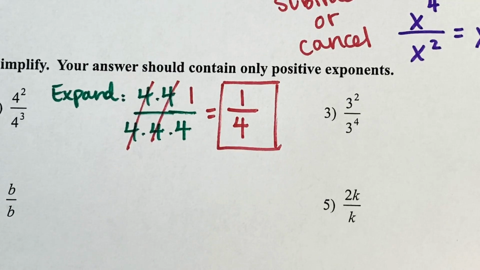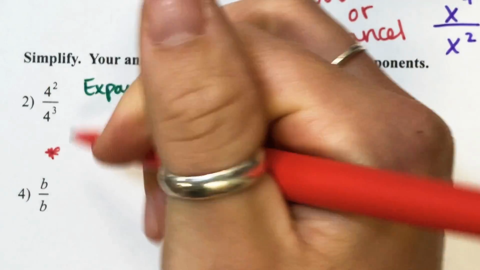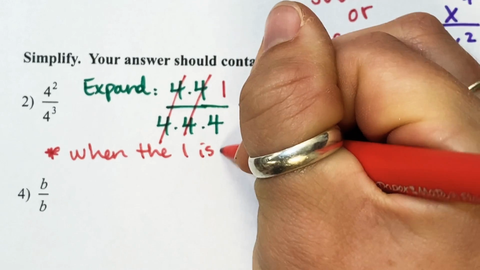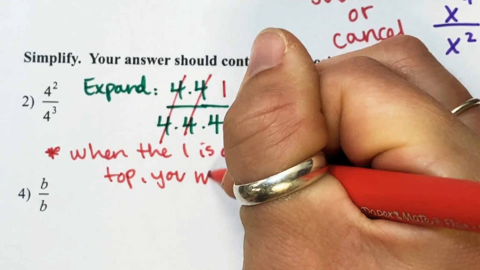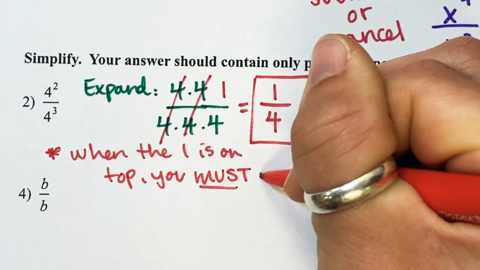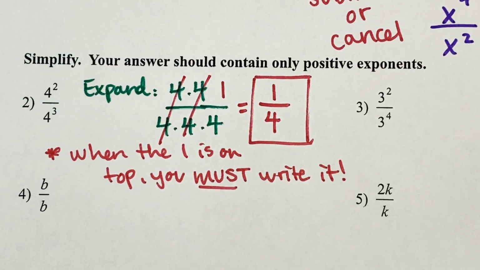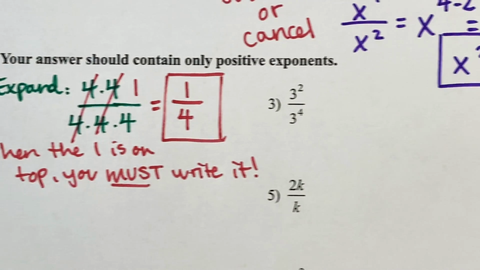So when the number is on top, do you have to write it or don't you? Yes, we always have to write it. In fact, I'll write that as a little note: when the 1 is on top, you must write it. Exclamation point. That's a rule. Okay, awesome. So let's do number 3 really quick.